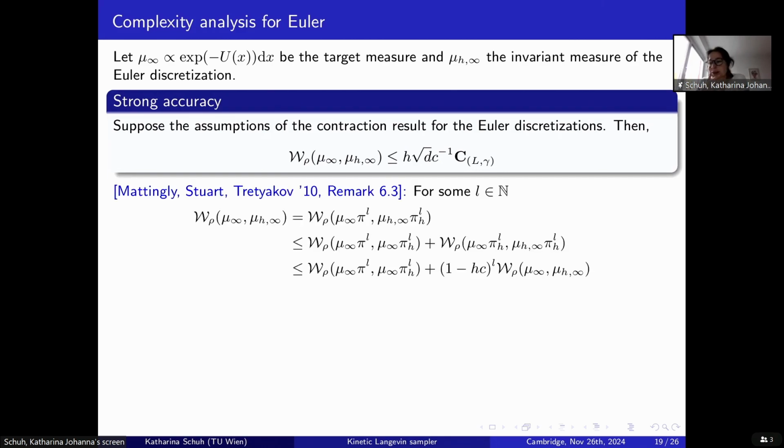And this is some nice, short calculation I want to demonstrate here. So if we start here with the distance between mu infinity and mu h infinity, then since these are invariant measures for the continuous or discretized scheme, we can just add the transition kernel. And then in the next step, we use the triangle inequality and add the term mu infinity PHL in both cases.